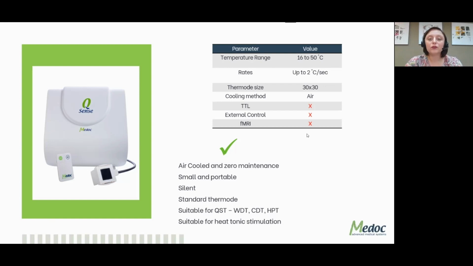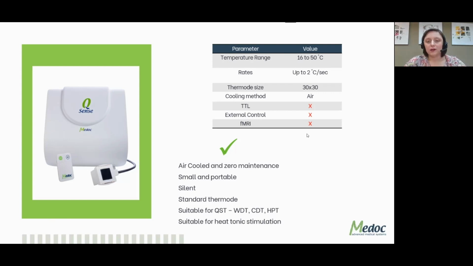It is suitable for doing almost the whole protocol of thermal quantitative sensory testing. It can test for cold detection threshold, for warm detection threshold, and for heat pain. It cannot go to extreme cold temperature and test for cold pain threshold.